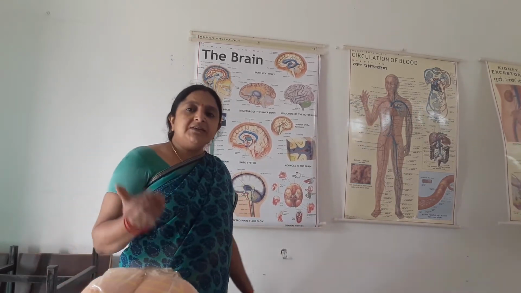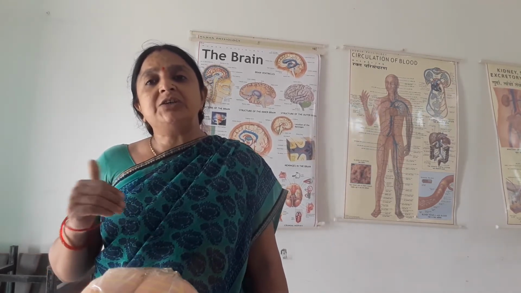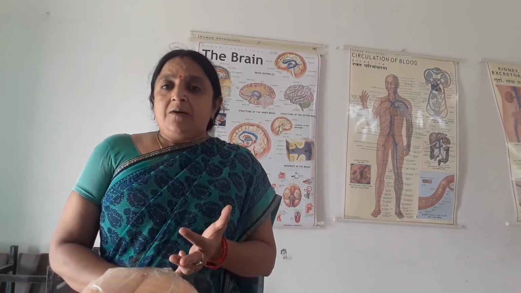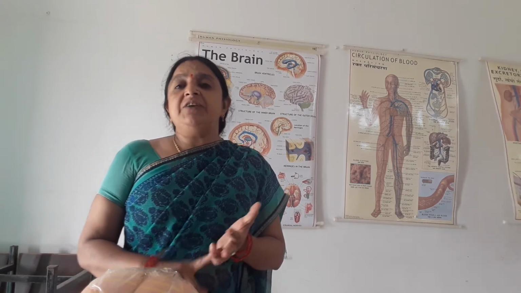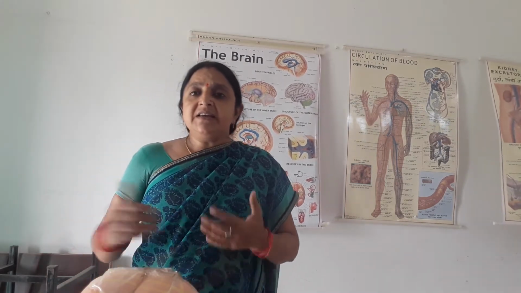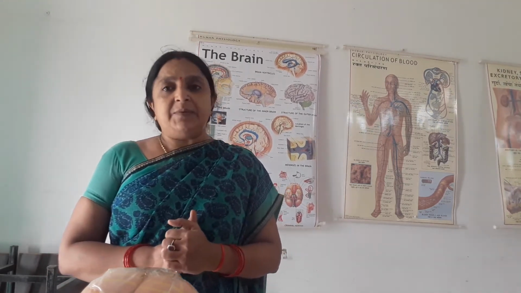Now the cerebellum is associated with our muscular activity, all the muscular activity. The function of the cerebrum is thinking. After thinking we will do our work. How are we doing our work? It is controlled by the cerebellum. All the muscular activity is controlled by the cerebellum.